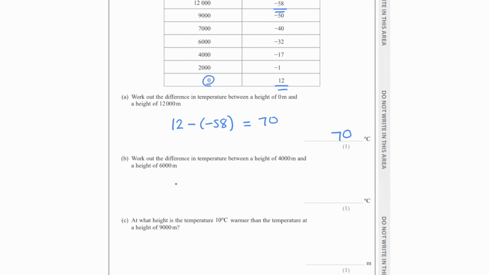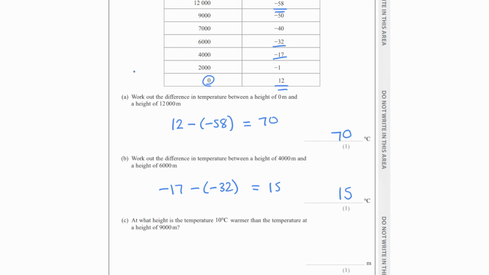Work out the difference in temperature between a height of 4,000 meters and a height of 6,000 meters. So it's the difference between these two numbers. Again, I can take my negative 17 and see what the difference is if I subtract negative 32, and then type that in my calculator. It gives me an answer of 15 degrees.